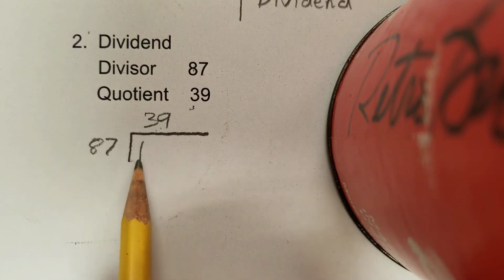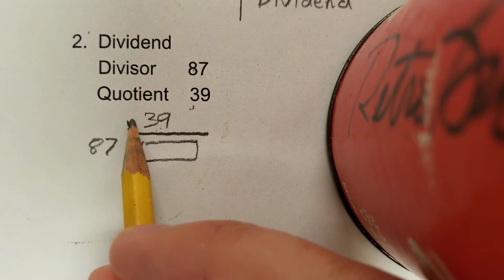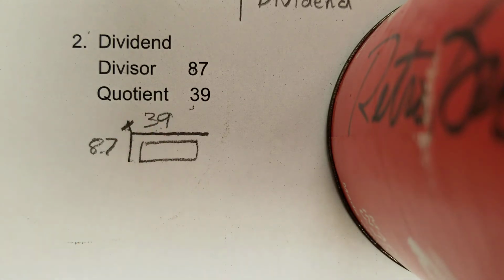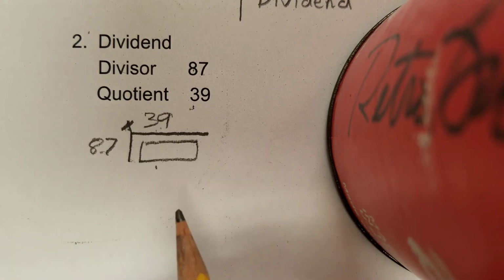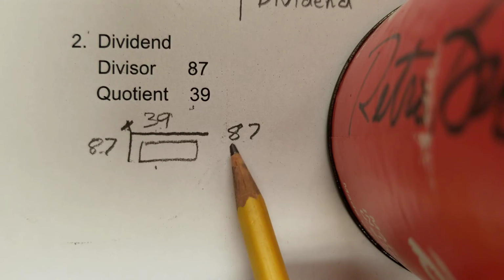So I have to find the dividend, which is my inside number. Well, we know we can take the top times the outside, and we can find the inside, right? So all we have to do is take 87 times 39. Doesn't matter which way you set it up.